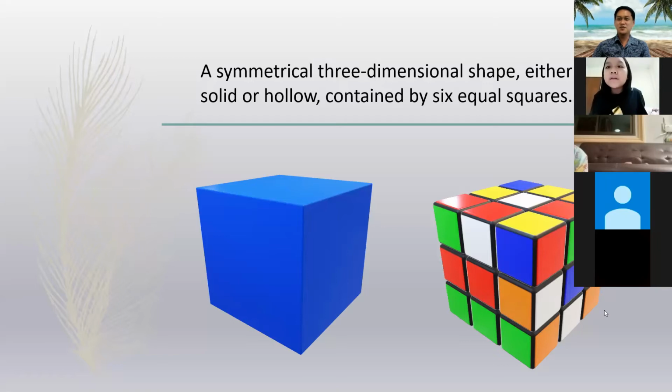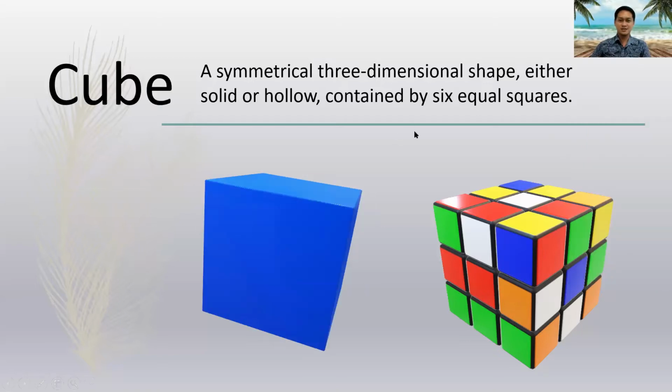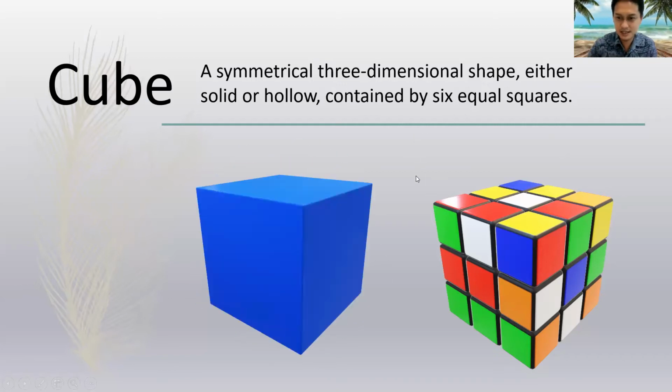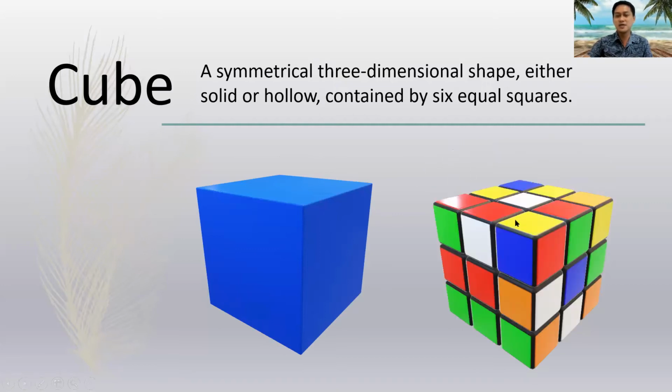Cube. Okay, very good. It's called cube. An example is the Rubik's cube. It has 6 equal squares or 6 equal sides.